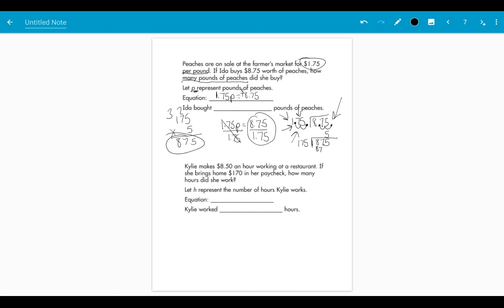And you could do this step right here: 875 minus 875 is 0. And we get an answer of 5. In this case, remember we use our terminology. The answer to a division problem is our quotient. So technically speaking, our quotient is 5. Okay, so Ida bought 5 pounds of peaches. So let's go back to here. P equals 5. Boom. We got our P, we got our answer.